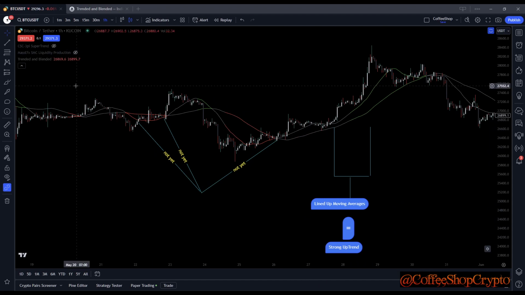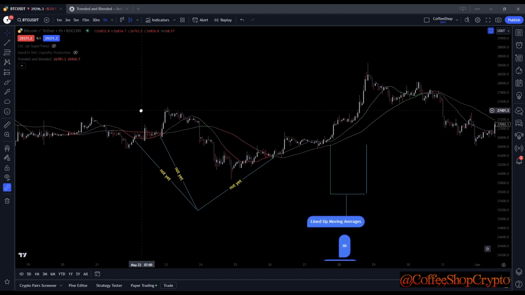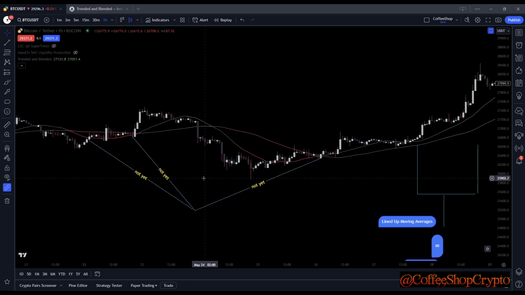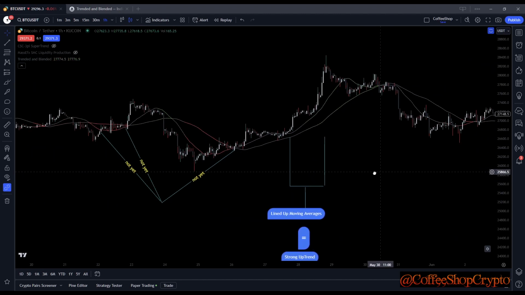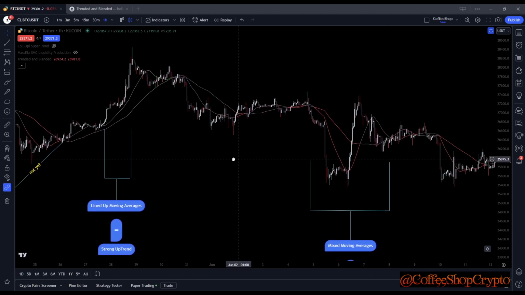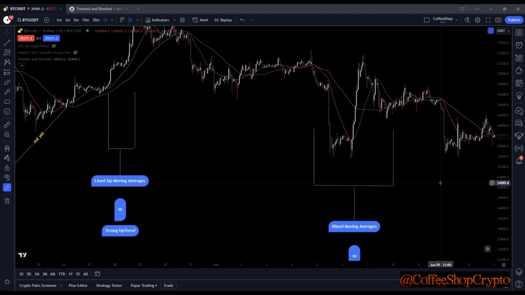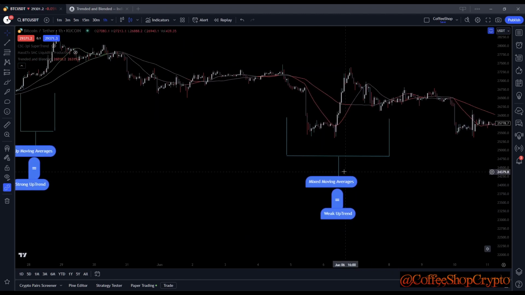So I created an indicator called Trended and Blended. Okay, you'll see why in just a little bit. Let me zoom in here. Let's get a little closer. There we go. So you see here that we have mixed up moving averages, right? I marked it. These moving averages are mixed up, and that means your price is going long while your moving averages are coming down. So you're going long with price, but your moving averages are red. So that means you have a weak uptrend, okay?